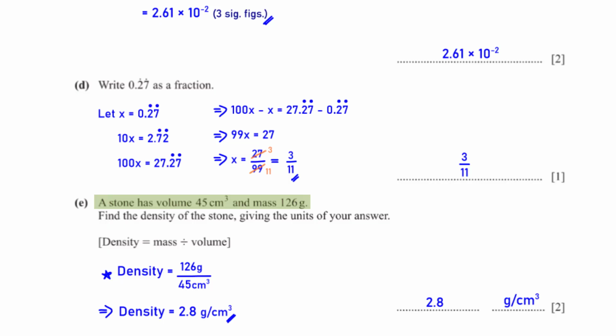A stone has volume 45 centimeters cubed and mass 126 grams. Find the density of the stone, giving the units of your answer. The density of the stone is equal to the mass of the stone, which is 126 grams, divided by the volume of the stone, which is 45 centimeters cubed. When we type this into the calculator, we get 2.8 grams per centimeter cubed.